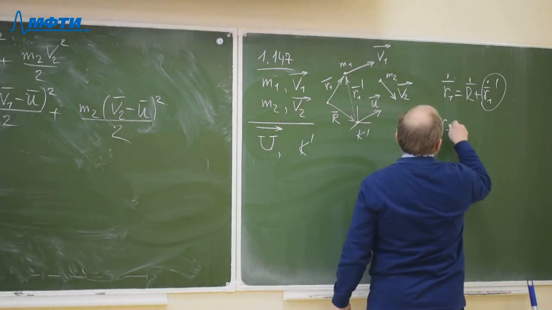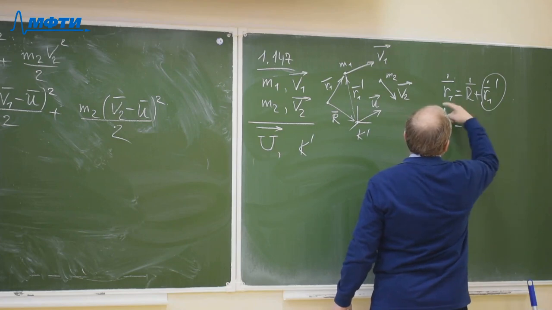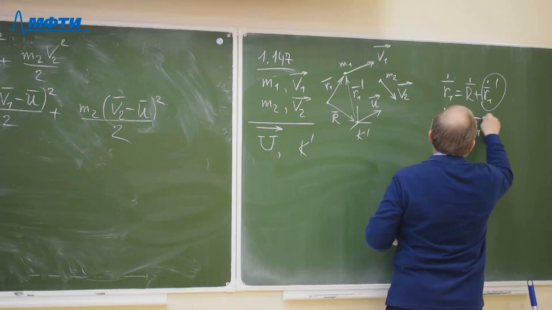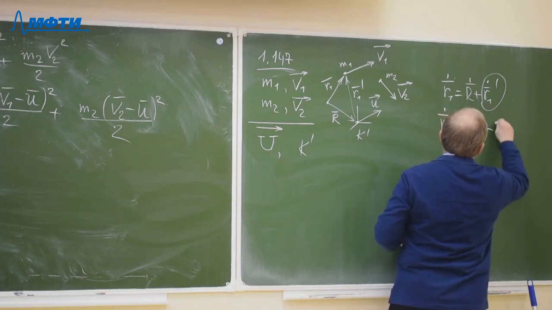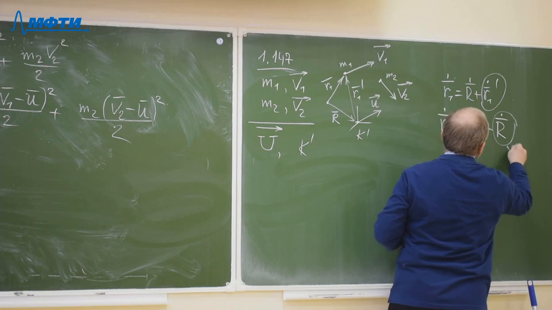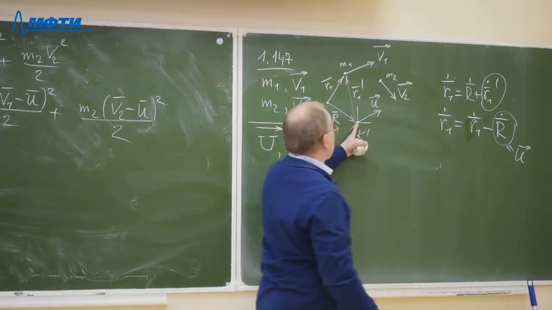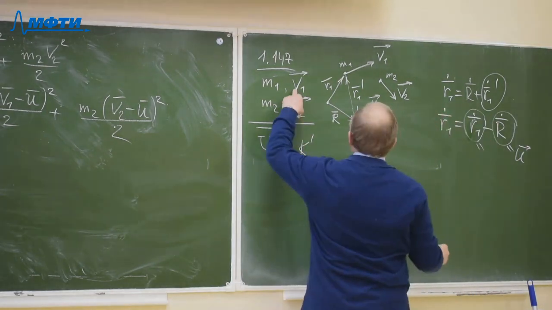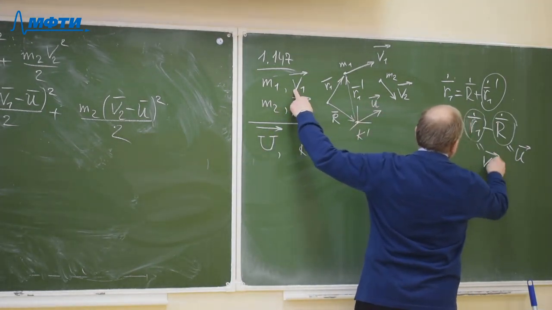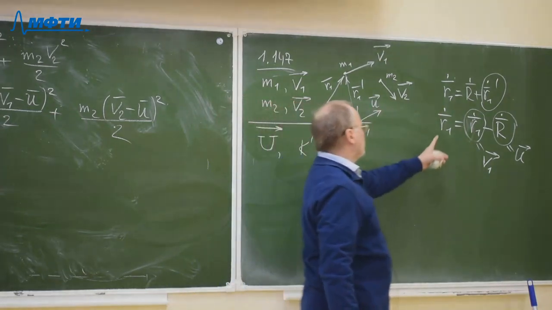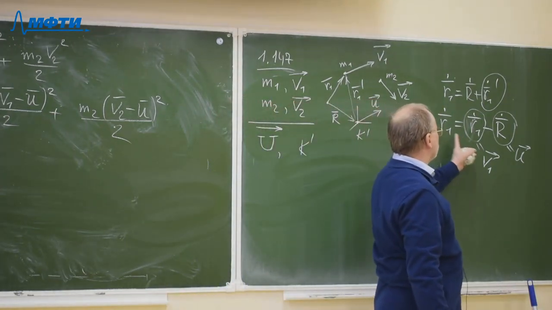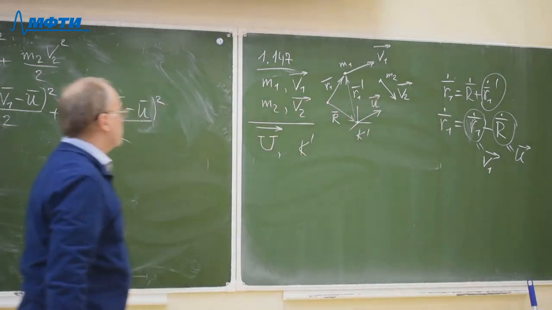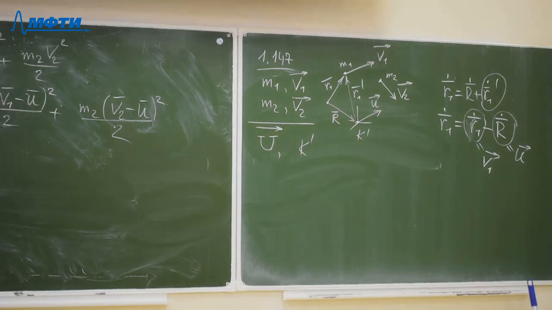And it's easy to find it. The velocity of a particle in the new reference frame will be the velocity in the first reference frame, r1 dot, minus capital R dot. That is the velocity of the reference frame with respect to the ground, and that is the velocity of the particle v1 with respect to the ground. So in order to find the velocity of the particle with respect to the new reference frame, we have to find the difference of velocities. That's what I have written here.